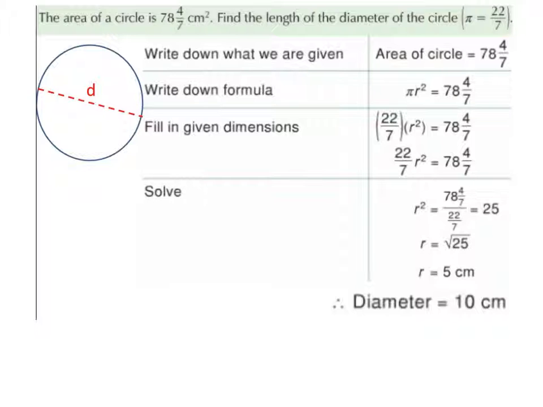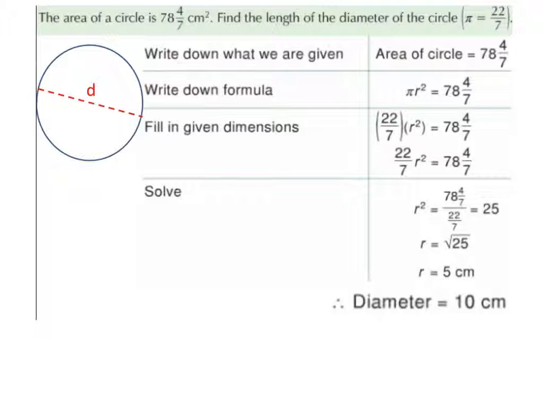Now we want to solve for r. So we're going to divide both sides by 22 over 7 to get the r squared on its own. So we end up with 78 4/7 divided by 22 over 7. So we've r squared equals 78 4/7 over 22 over 7. And this gives us 25. So r squared is equal to 25. So r is going to be equal to the square root of 25. And the square root of 25 is 5. So the radius is 5.